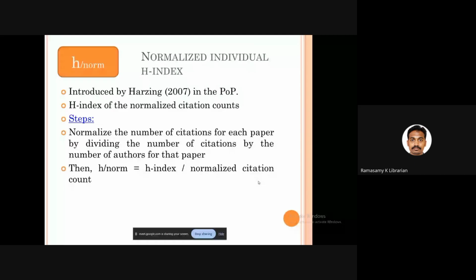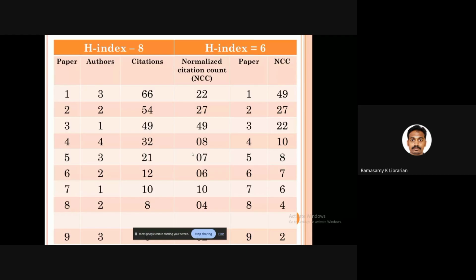Kurzing says how to calculate the normalized individual Hutch index. Very simple. You have to normalize the number of citations for each paper by dividing the number of citations by the number of authors. Very simple. You are going to normalize how? Number of citations divided by number of authors. After calculating the normalized count of citations, you go on to calculate a Hutch index. I'll give an example here. For example, here, this Hutch index we calculated for a particular author. Now, I am going to find out the normalized citation count. How do I calculate? Citations divided by number of authors.